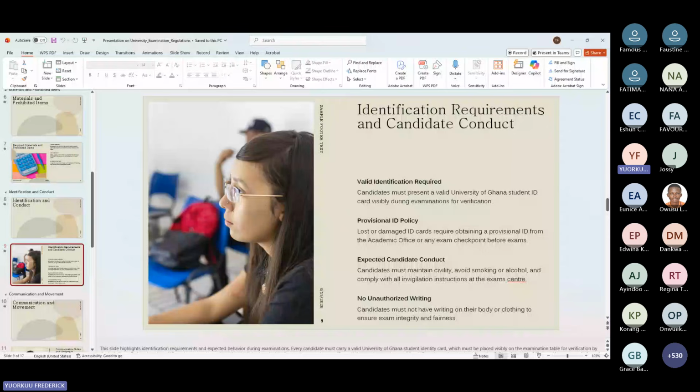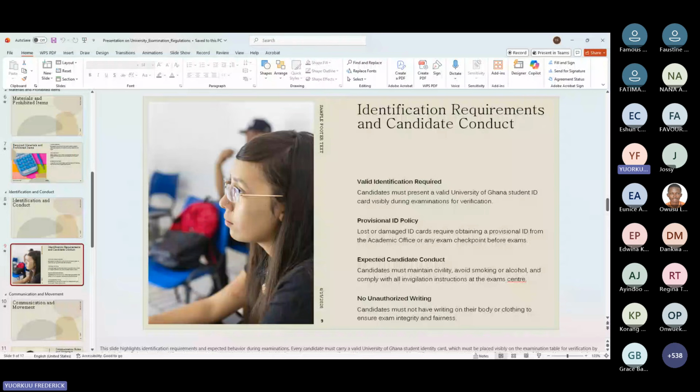So expected candidate conduct. Candidates must maintain civility, avoid smoking or alcohol, and comply with all invigilation instructions at the exam center. Civility. So you have to respect everybody that is there and be as calm as possible, because people are there to assist you. So you don't go there throwing your arms here and there, speaking anyhow to people. As much as possible, we also expect them to treat you in a very similar way. They are not supposed to be shouting at you.